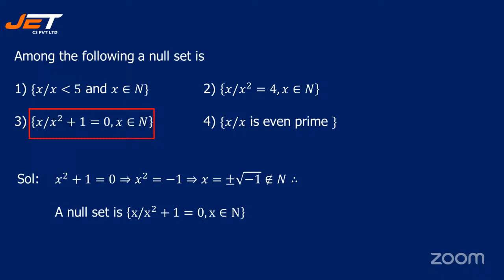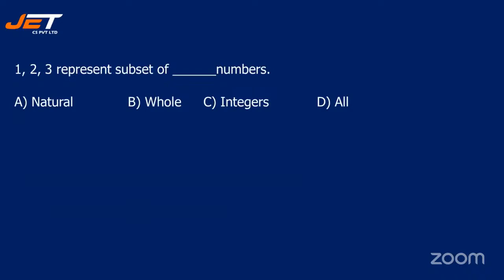Yes, it has been beautifully described here. x squared plus 1 is 0, which means that x squared is equal to minus 1. So x will be equal to plus or minus the root of minus 1. So if you get minus inside the root, it means that it should be i, isn't it? So it is not an element of N. Therefore, a null set is {x such that x squared plus 1 is equal to 0 and x is an element of N}. All right? Yes. Let's see the next question.